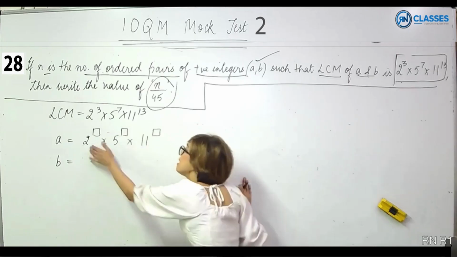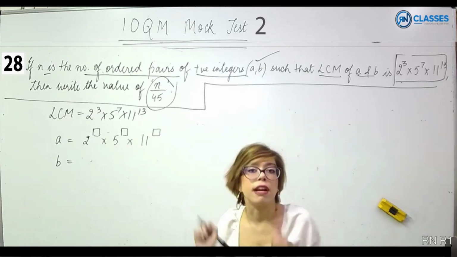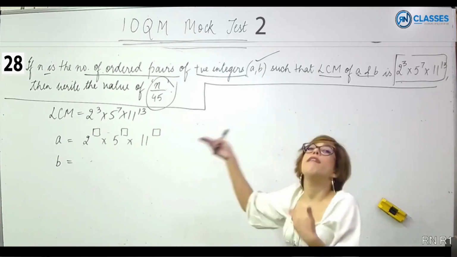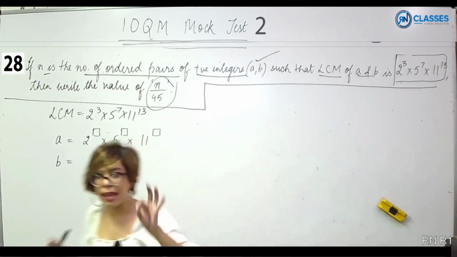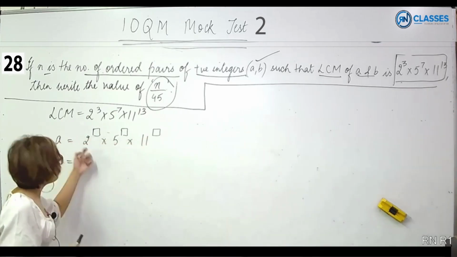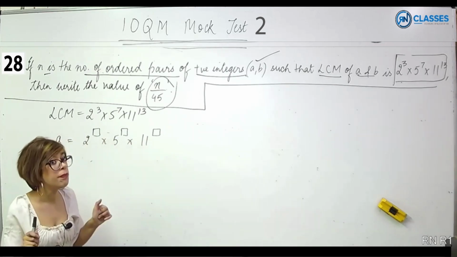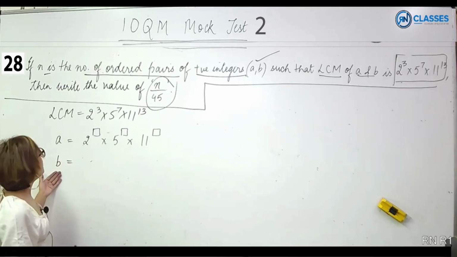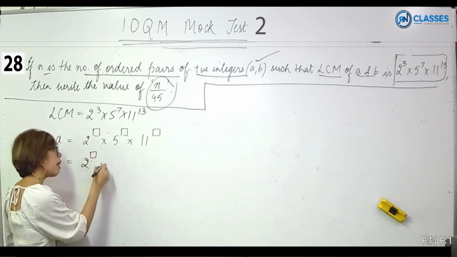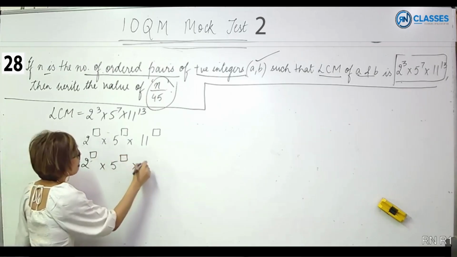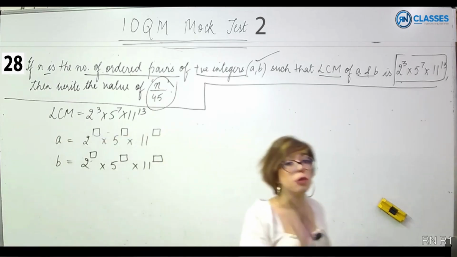Other than these 3 prime factors, there is no other possibility for another prime factor, because it would have otherwise cropped up in the LCM. So the only prime factors in A that can be there are 2, 5 and 11. Maybe all are there, maybe 1 is there, maybe 2 are there. Now, B, obviously it might have a power of 2, it might have a power of 5, it might have a power of 11. Other than these 3 prime factors, there is no other possibility.